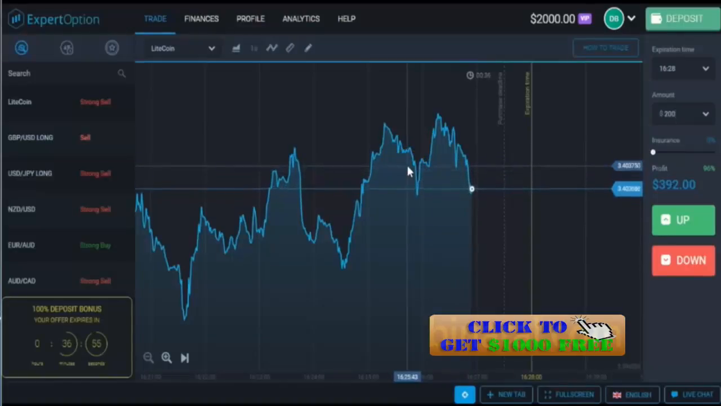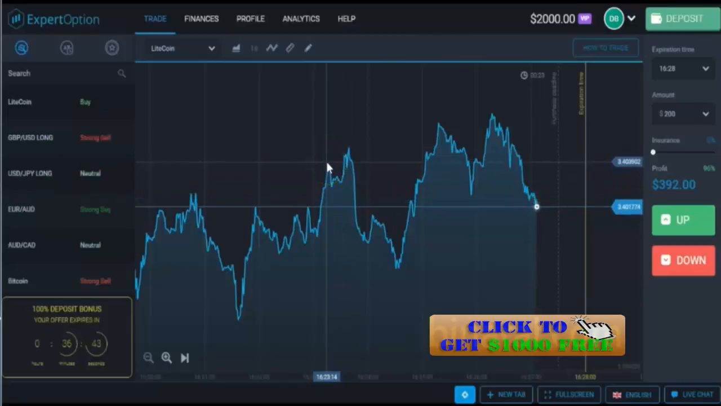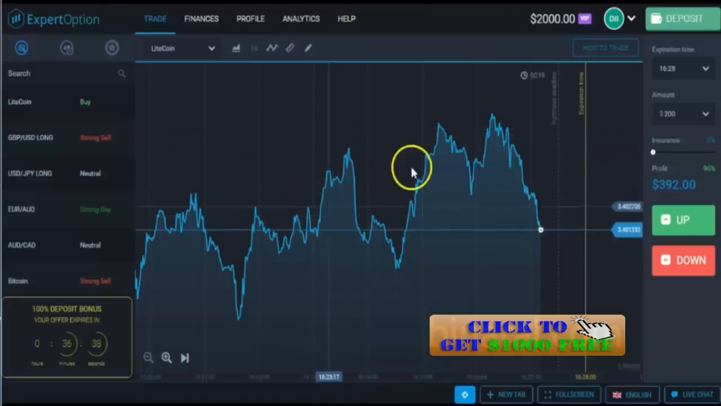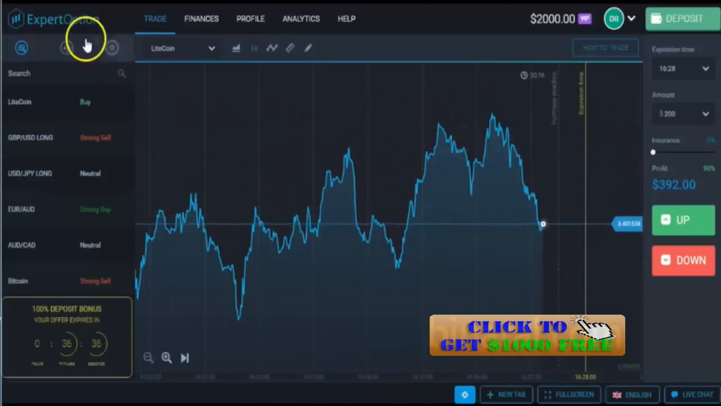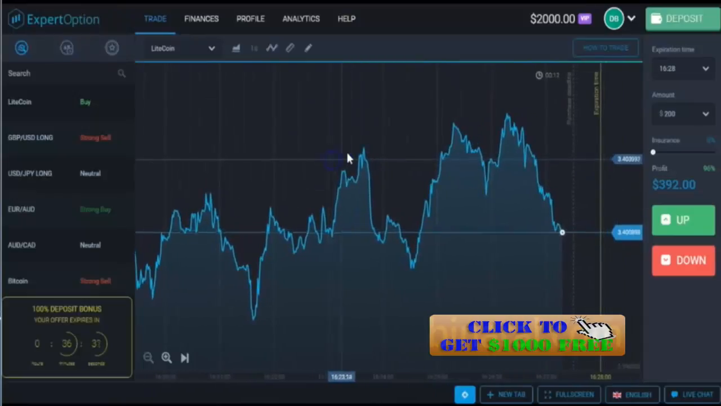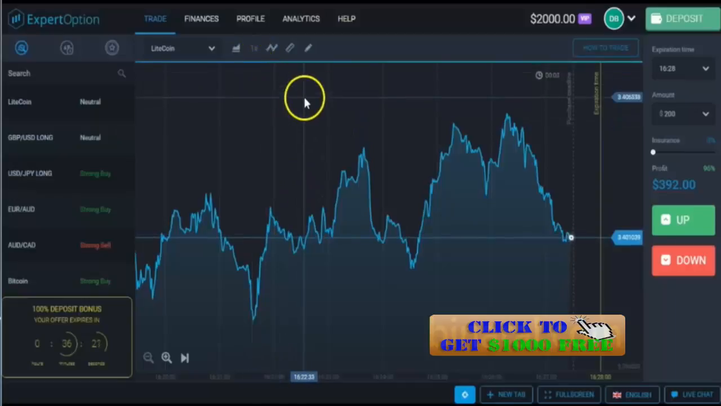Today I'm going to show you the platform of binary options that I've been trading for the last few weeks. I found this binary option trading platform just a few weeks ago, and from that time I'm trading only on this platform. It's called Expert Option. I can say that I like it very much, and every feature here is very useful and well done.